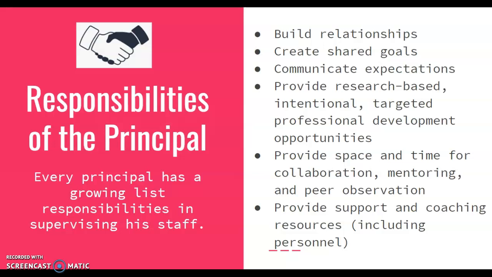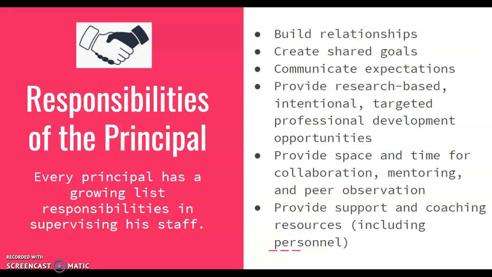So first of all, the principal needs to build relationships with his staff, with his faculty, with her students. They need to make sure that they trust the leadership and that the leadership has faith and trust in the faculty and staff as well. This can be accomplished by creating some shared goals and doing some common visioning. Principals and leaders need to communicate expectations, provide research-based, intentional, and targeted professional development opportunities that coincide with those shared goals.